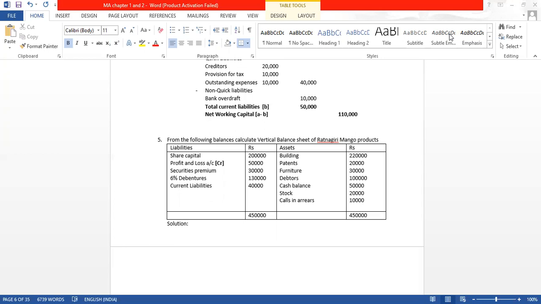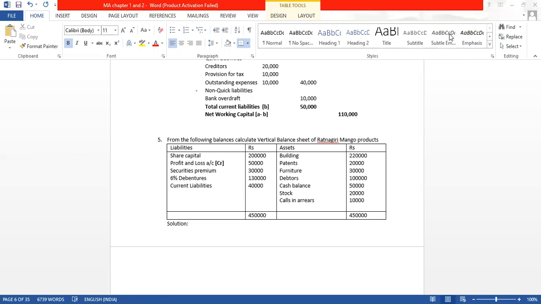Securities premium is also a reserve. And then we have 6% debentures, which is a loan fund, a long-term borrowing. Then we have current liabilities, which is given together. Then we have building, a fixed asset, and patent. Now fixed asset, building means tangible, patent means intangible. We cannot see a patent, it is invention rights. So it is an intangible fixed asset.